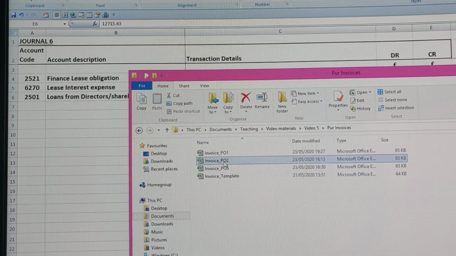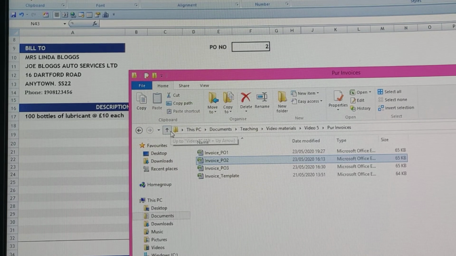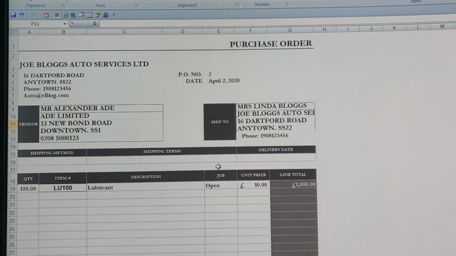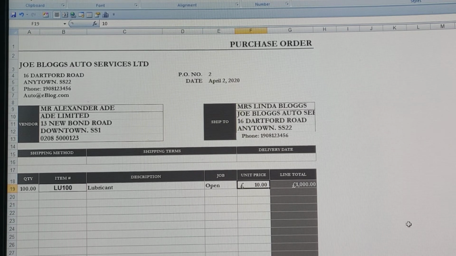Purchase invoice, PO2. There we go. Now, what has happened here is the same thing that I've described earlier on. Based on the requisition note that we completed earlier on, we placed another order, a purchase order, with another company called Ade Limited. Ade Limited was asked to supply 100 bottles of lubricant at £10 each. Again, we check that against our price list, it is fine, so we place the order.